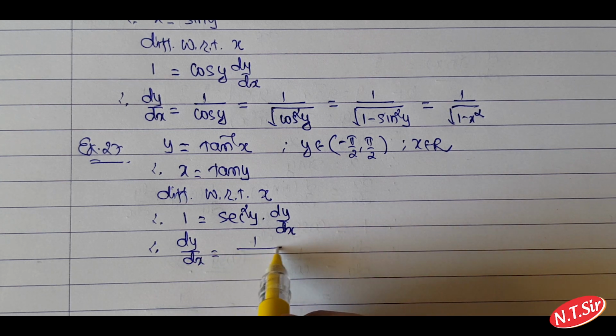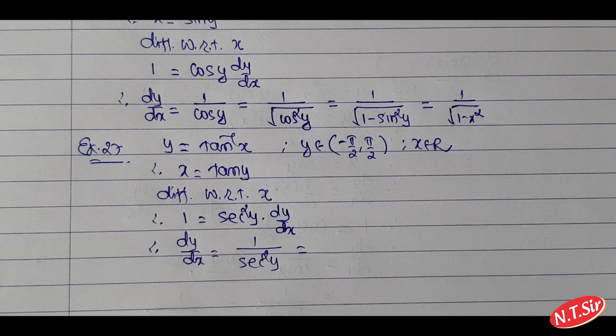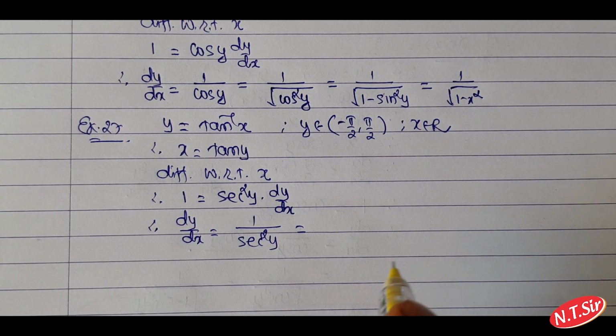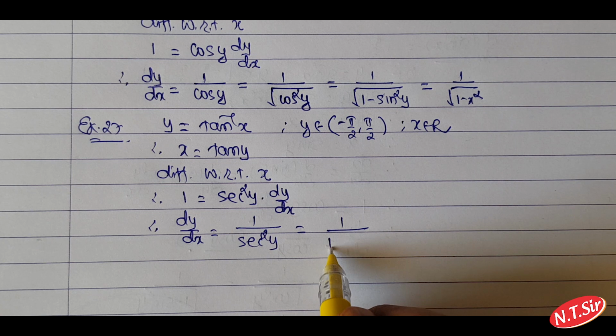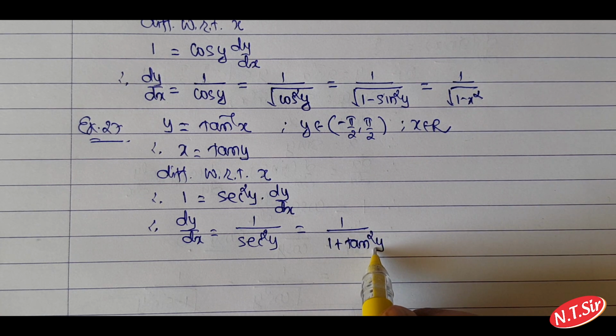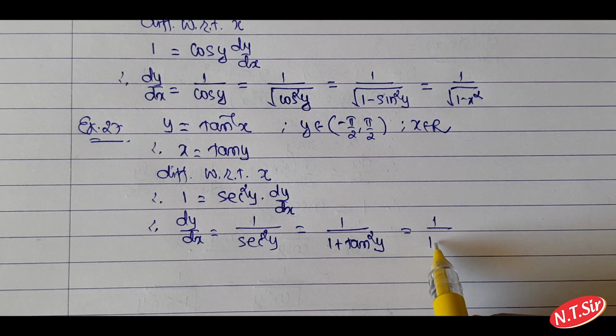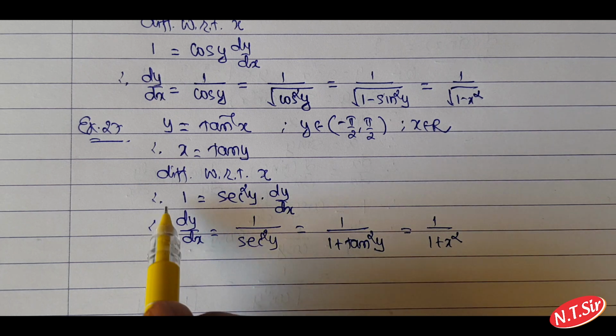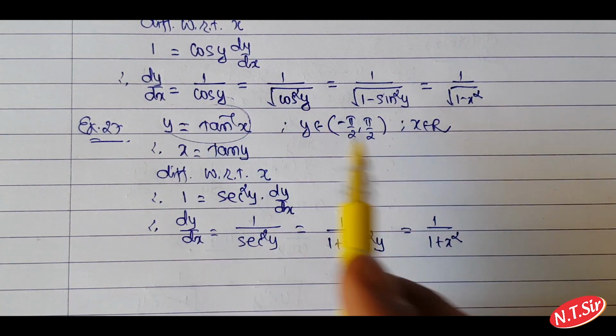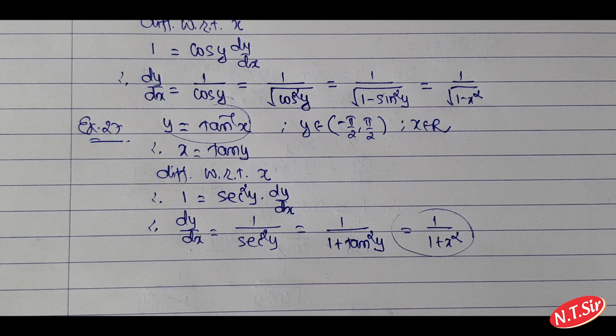Now therefore dy by dx is equal to 1 upon sec square y. Now you know that sec square y is 1 plus tan square y. So this is 1 upon 1 plus tan square y, right. Now tan y is x. So the answer is 1 upon 1 plus x square, that is, derivative of tan inverse x is 1 upon 1 plus x square.